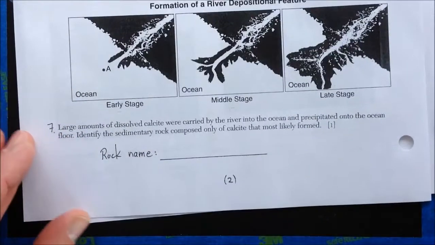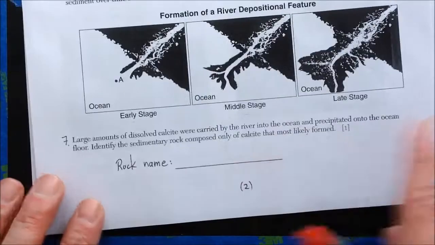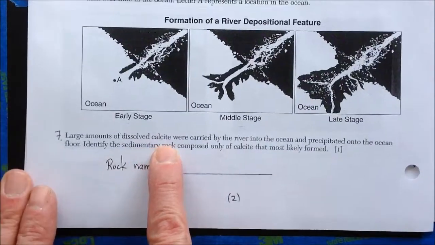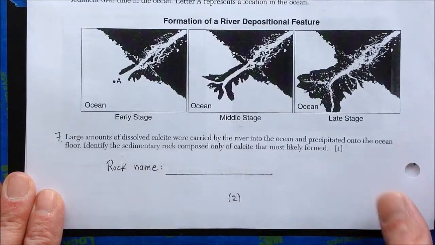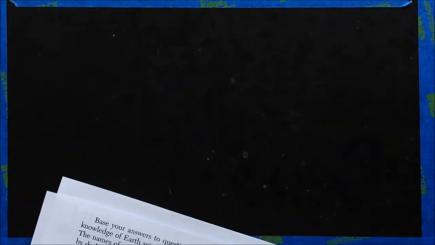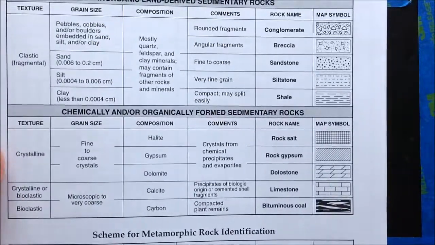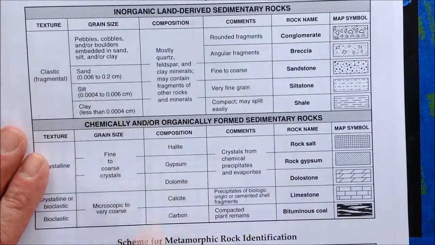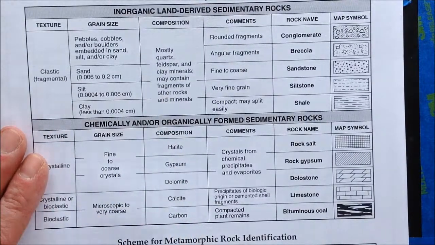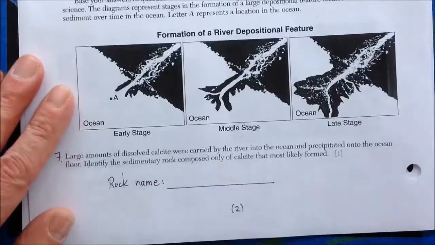Okay, number 7. So read all this. I'm trying to save some time here. Large amounts of dissolved calcite were carried by the river. Identify the sedimentary rock composed only of calcite that most likely forms. So go back to your sedimentary rock chart. Again, not something anyone expects you to have in your head. Use the chart. Composed of calcite. I just gave the answer. Calcite right here. And the answer is limestone. And really, the answer is only limestone. It's not going to be anything else.